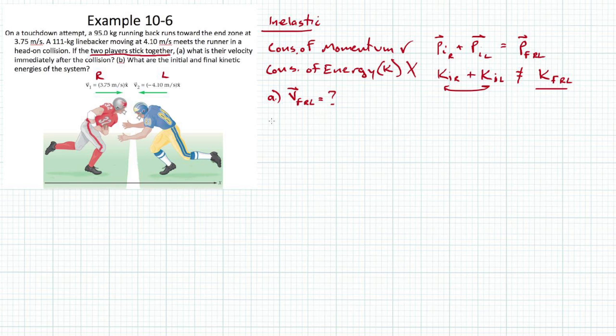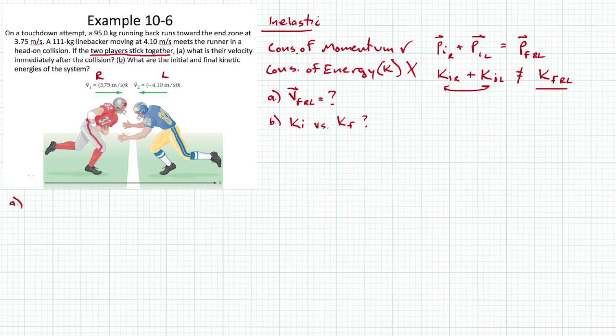And part B is going to be asking us, what's the initial kinetic energy of the whole system versus what's the final kinetic energy of the whole system? And these are going to be very different. So let's start with A, our final velocity of the linebacker and running back system.